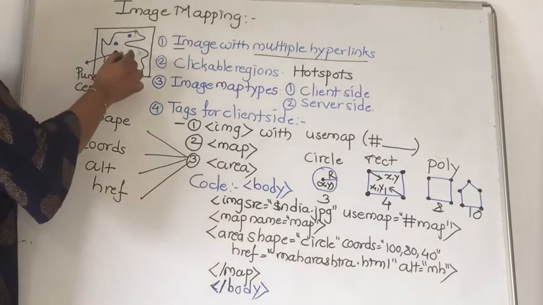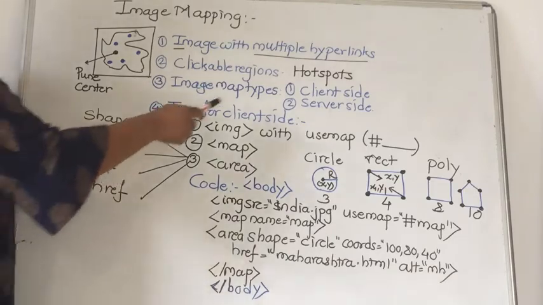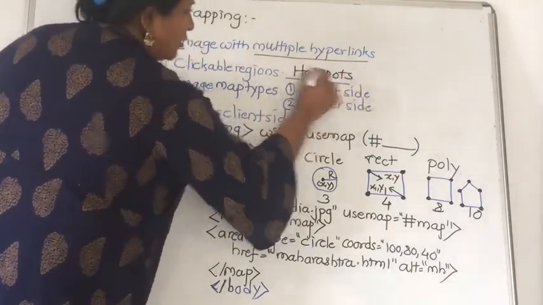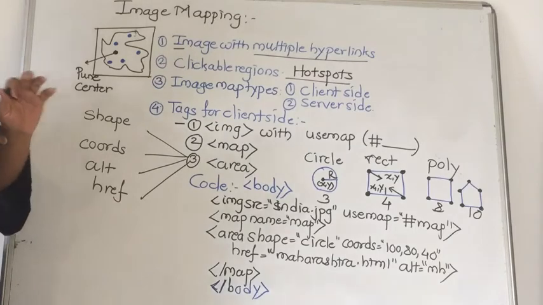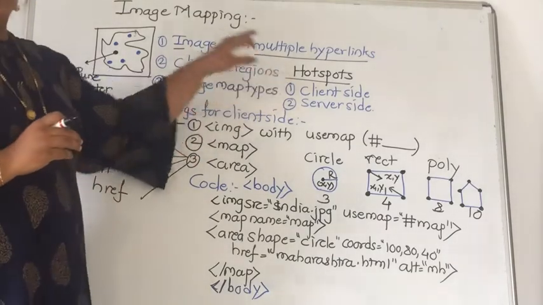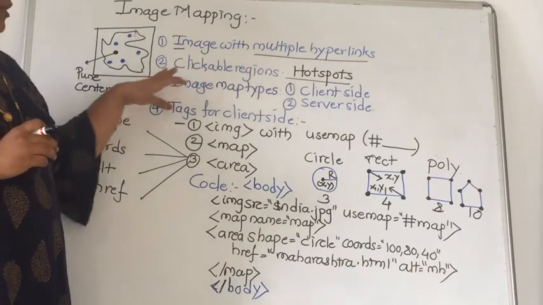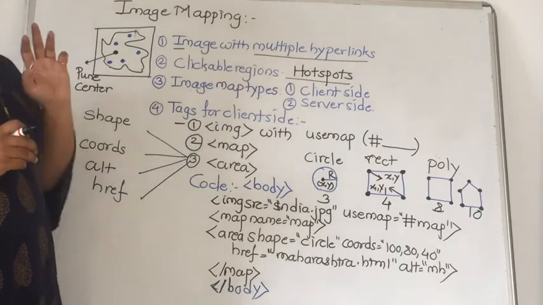Now, as I click on it, this particular dot is known as a clickable region, and in image mapping this is known as a hotspot. For Corona, we have found many hotspots, but that is not the hotspot of image mapping. That is a different word. So the clickable region here is known as a hotspot.